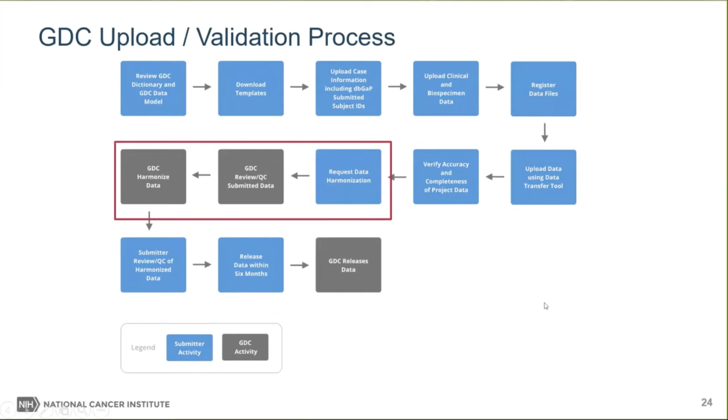Okay, so after everything's 100% good and things can be harmonized, there is a request data submission button in the GDC Submission Portal. And once you click that, a notification will be sent to the GDC Help Desk letting us know that the submitters want us to harmonize the data. So the GDC will then review and QC the submitted data, and then it will be pushed down to harmonization.